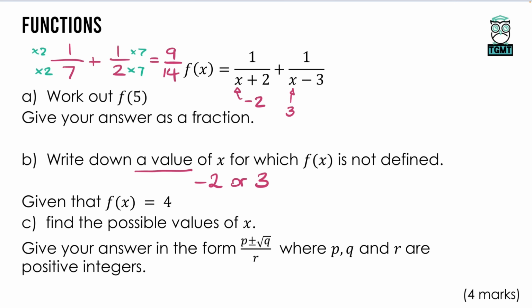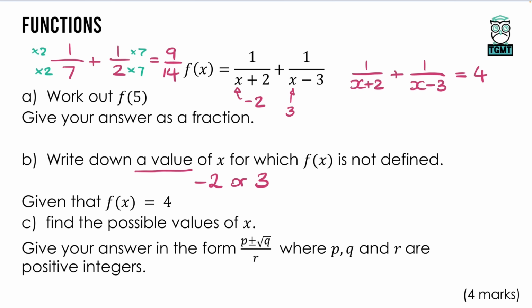For the next part here, it says given that the function of x is equal to 4, find the possible values of x and give your answer in the form p plus and minus root q over r, where p, q and r are positive integers. Now, it says that f of x is equal to 4, or in other words, this whole function, 1 over x plus 2, add 1 over x minus 3 is equal to 4. So what we actually have is an algebraic fraction equation that we need to solve.